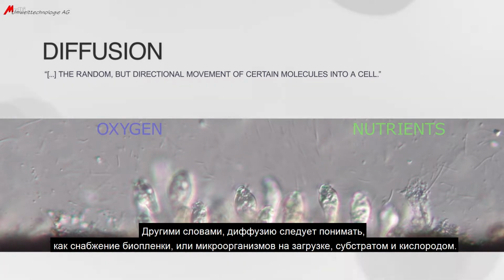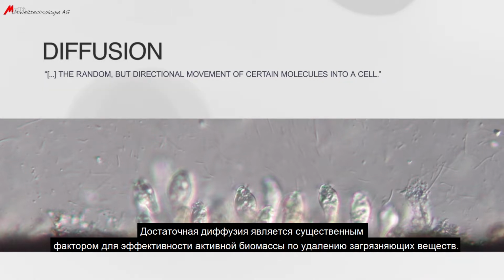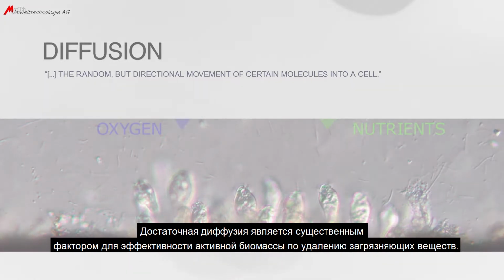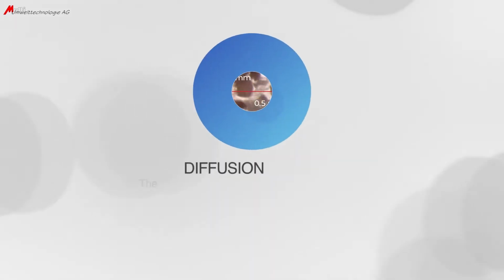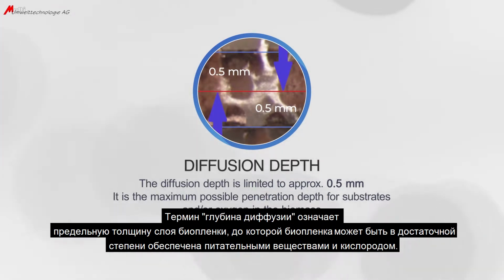In other words, diffusion is to be understood as the supply of biofilm or the microorganisms on the carrier with substrate and oxygen. Substrate refers to the pollutants being present in the water which are to be degraded by the microorganisms. A sufficient diffusion is an essential factor for the removal performance of active biomass. The diffusion depth is limited to approximately 0.5 millimeters, which can also be found in related technical literature. The term diffusion depth shall mean the limit of a biofilm layer thickness up to which the biofilm can still be sufficiently supplied with nutrients and oxygen.